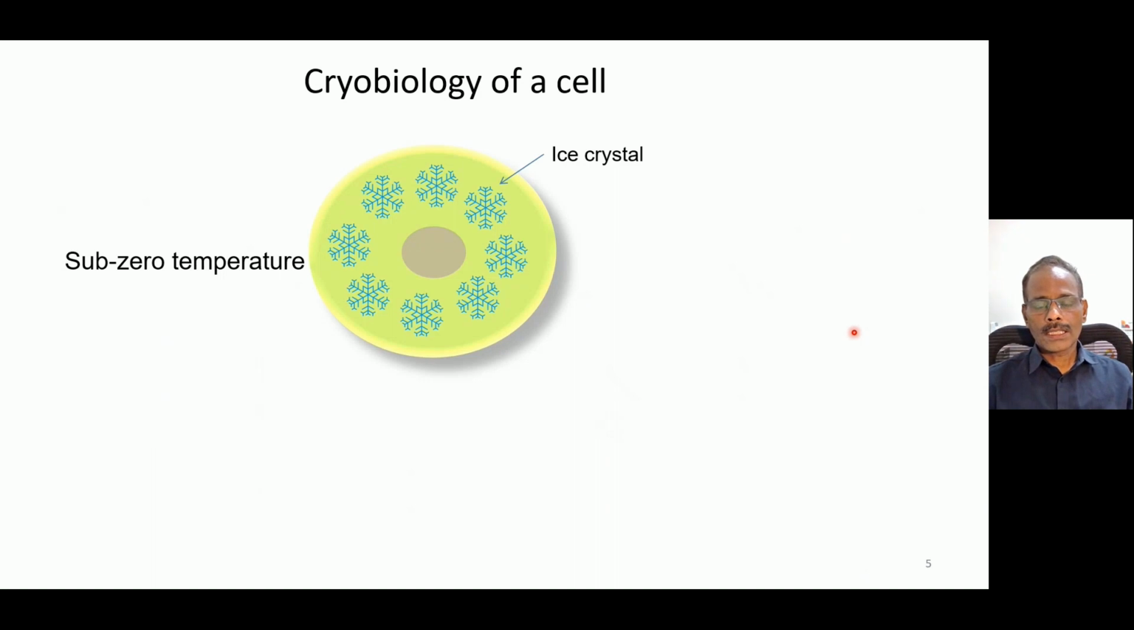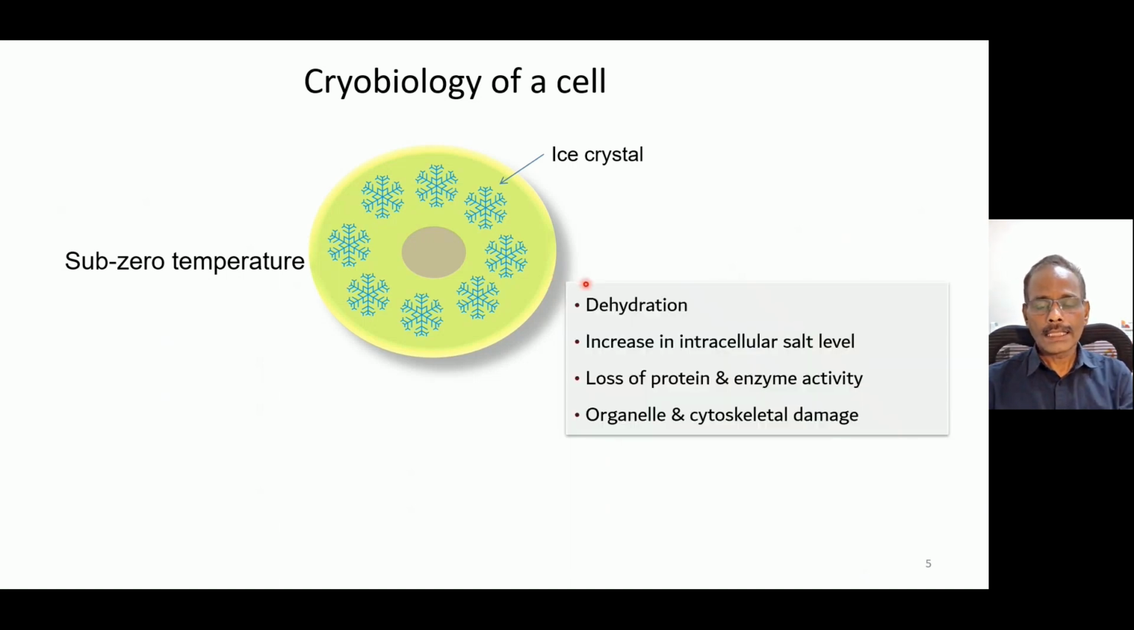As we all know, water is an important content in any cell, including oocytes and embryos. When you bring oocytes or embryos down to sub-zero temperature, the water inside the cell becomes ice. And this ice crystal can significantly affect the oocyte or cell by causing dehydration and an increase in intracellular salt level. This can eventually affect protein and enzymatic activity. Organelle and cytoskeletal damage can even happen, which eventually leads to death of a cell.